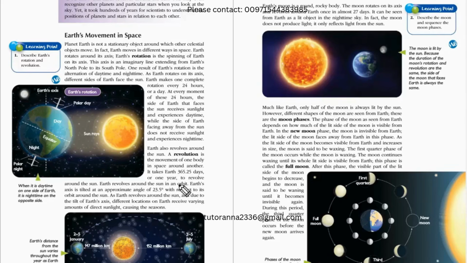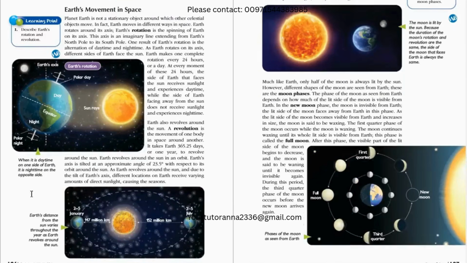Earth's revolution around the Sun is an orbit. You can see that here as well. The pictures are really good. This is an orbit. You understand? It takes 365.25 days for the Earth, if it starts from here, to come here and end here. The next thing is that the Earth revolves around the Sun in an orbit.